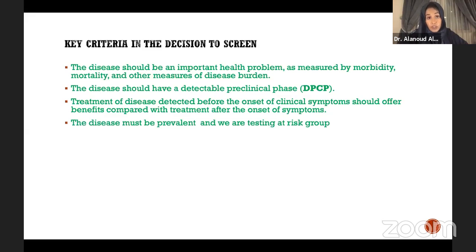The disease must be prevalent, and this is a very important criterion for screening. If your disease is not prevalent, screening won't be cost effective. And if you are not screening the high risk group, and you're just going blindly and screening everybody, your screening won't be effective. An example is COVID-19. If we just go ahead and screen every single patient without categorizing the patient based on their risk, based on the exposure, I think we will waste resources. Instead, the best thing is to allocate our resources in screening to those high-risk groups.